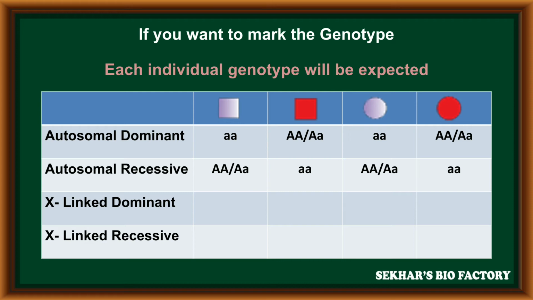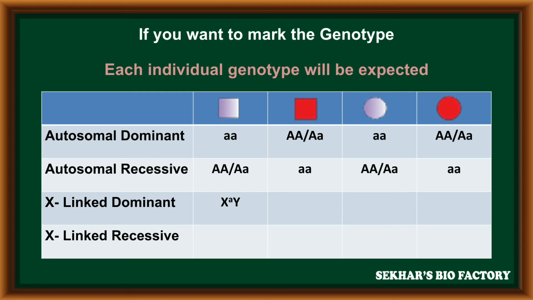And in some of the other Mendelian disorders like X-linked dominant and X-linked recessive, we already know that the male has two allosomes, XY chromosomes, but the female has two allosomes in the form of XX chromosomes.